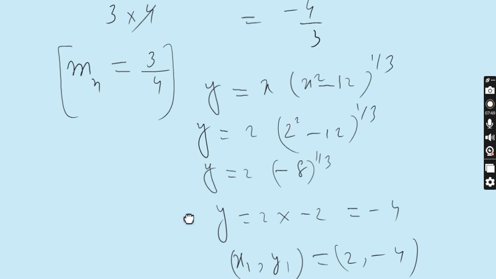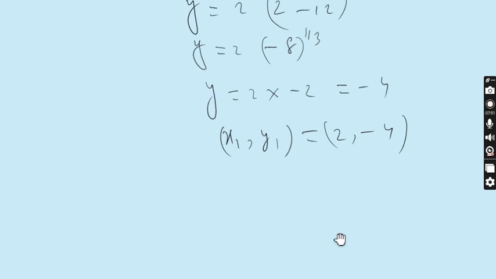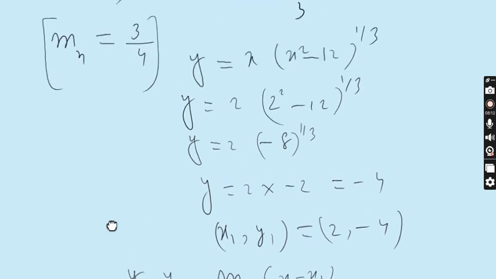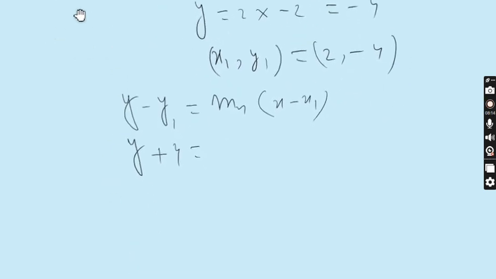Hence our equation of normal is just like the equation of a straight line, y minus y1 equals m times x minus x1. So y minus y1, minus minus plus 4, m. What we get? m is 3 upon 4, 3 upon 4 times x minus x1, that is 2.